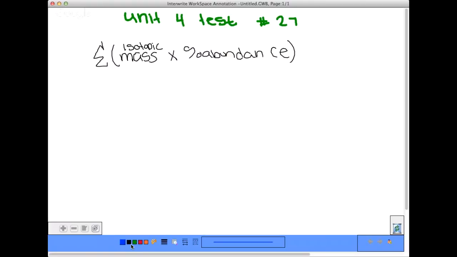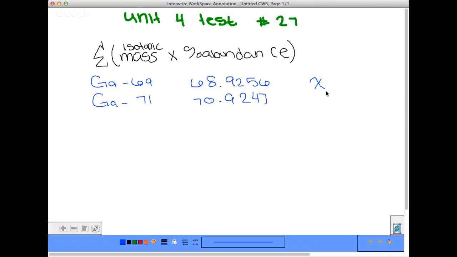Oh well. All right. So what we know is we have gallium-69, and it has a mass of 68.9256. What we don't know is the percent abundance, so we're going to call that X. And then we have gallium-71, and we know that mass to be 70.9247, and we're going to call that 1 minus X, because again, these two should add up to 1. So if this is X, 1 minus X would be what this one is equal to.